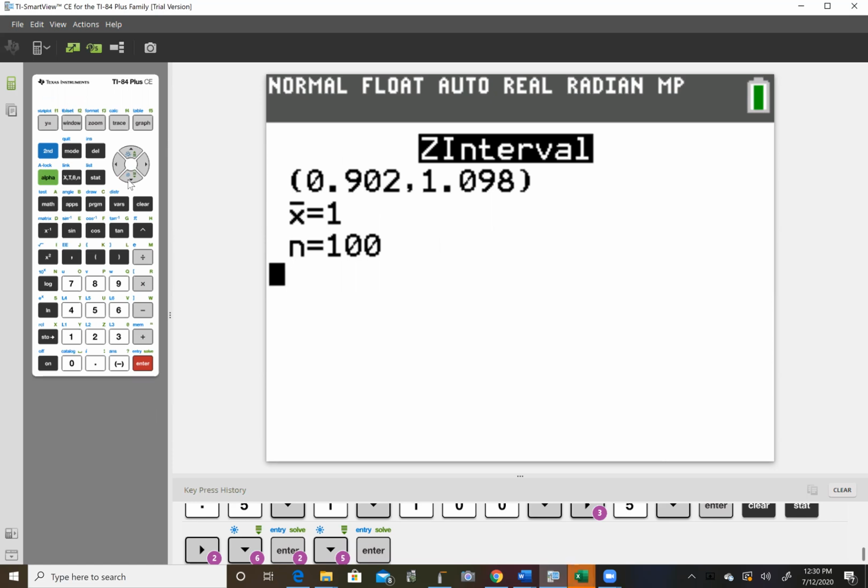And this gives us our interval. So we are 95% confident that the mean lead contamination level for trout will fall in between 0.902 and 1.098 parts per million. Okay, so like I said, please go back. We did this by hand.